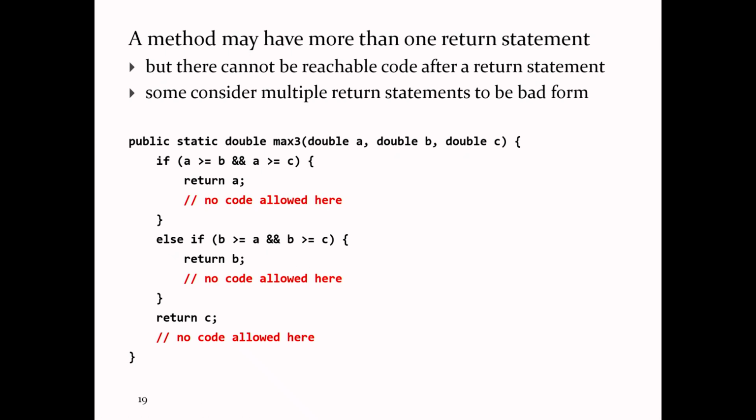Similarly here, if you know the result is B, you can just return B. And similarly, if you get past the if statement, you know the result must be C, so you can just return C here. And no code is allowed after that statement there.